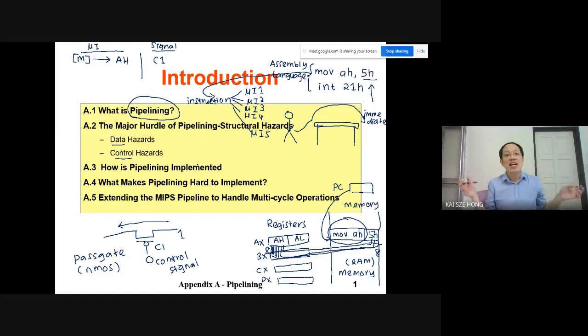Okay, what makes it very hard to implement? Basically, all our processors use this pipelining. No doubts. No computer does not use this pipelining, except those ancient computers. Okay, so the fifth one is extending the MIPS. MIPS is a type of microprocessor pipeline to handle multi-cycle operations.